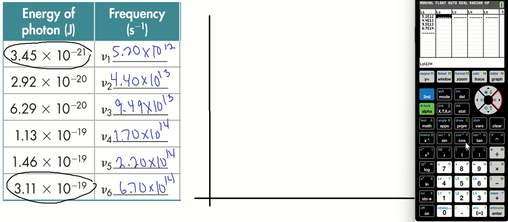All right, now we're going to match these up. So 3.45 times 10 to the negative 21. Wait, hold on. Did I do that right?